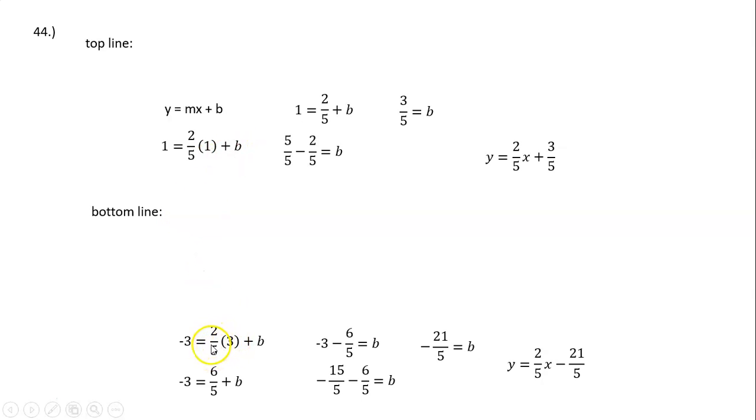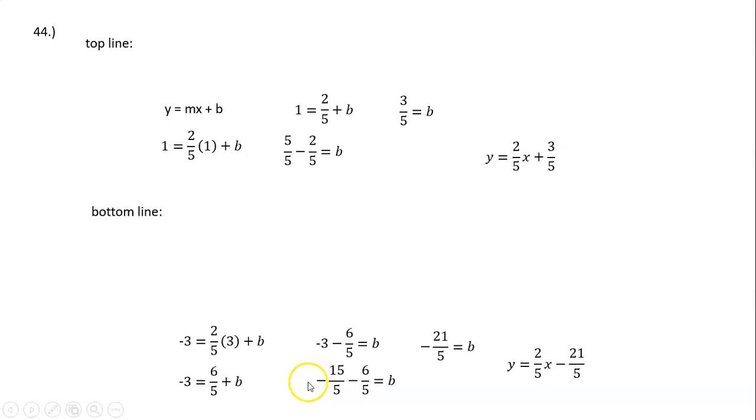We have to multiply our m times our x, so 2 times 3 is 6. And remember, this 3 is over 1, so 5 times 1 is 5. So we have 6/5. So to get b by itself, we have to subtract 6/5 from both sides. So we have -3 minus 6/5. Just like above, we have to find a common denominator. Our common denominator is going to be 5. So if we multiply this denominator, which is a 1, times 5, we have to multiply the numerator by 5. And -3 times 5 is -15.